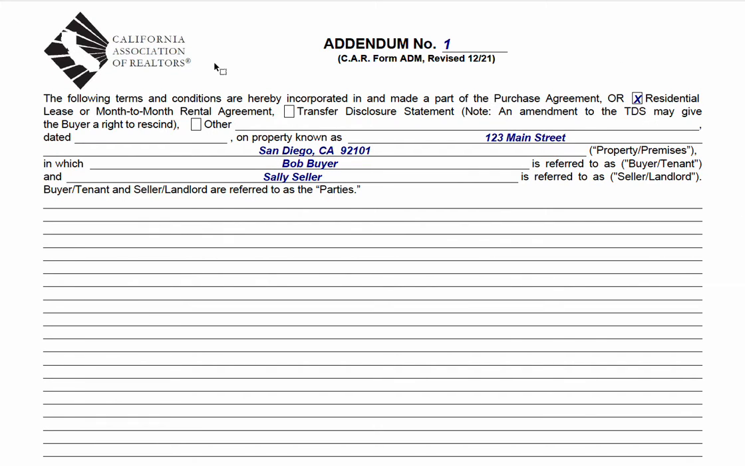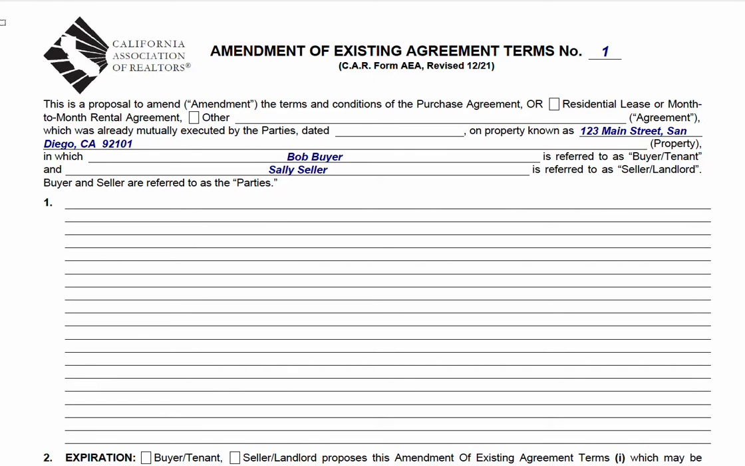If you're mid-escrow or deep into escrow and you need to make a change, it could be the sales price, it could be a seller credit, it could be that the buyer's asking for the seller to leave behind certain personal property, just any random term that you're adding deep in an escrow. Which form would you use? Would you use the addendum or amendment?